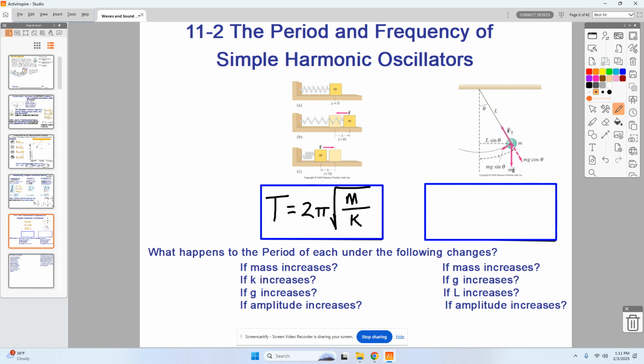What if I take this to the moon? I take this to the moon, and I'm going to change the weight of these things. What would that do to the period? Turn and tell the person you're sitting next to, what would happen to the period if I take this thing to the moon?